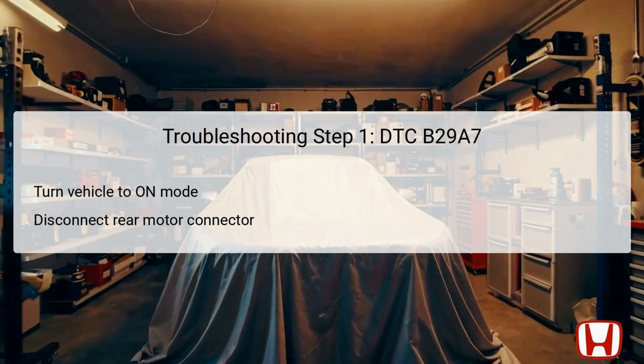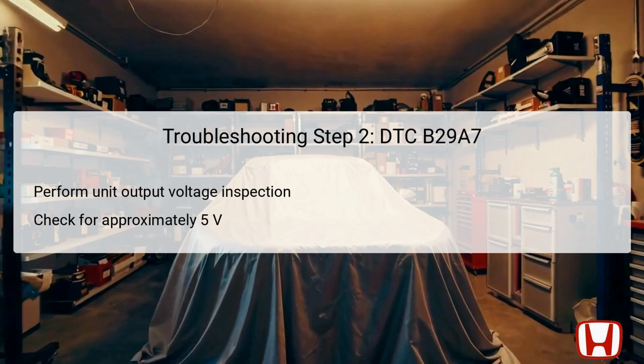Doing this safely and cautiously is crucial, as incorrect handling can induce new issues or complicate existing ones. Once disconnected, proceed to measure the unit output voltage from the climate control unit. For the second troubleshooting step, it's essential to perform a unit output voltage inspection after disconnecting the rear mode control motor connector.